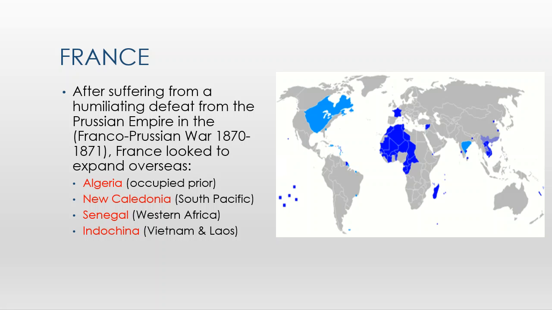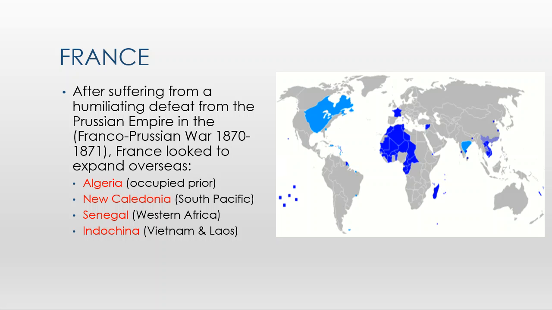France is going to suffer a humiliating defeat from the Prussian Empire. It's going to be known as the Franco-Prussian War of 1870 to 1871.